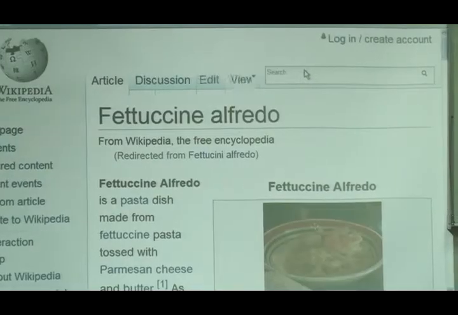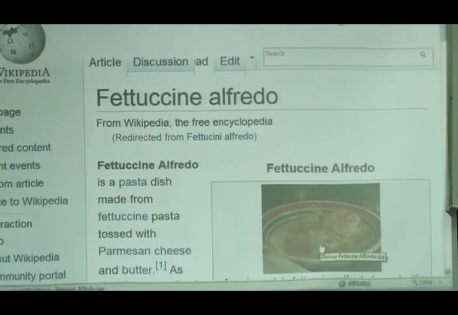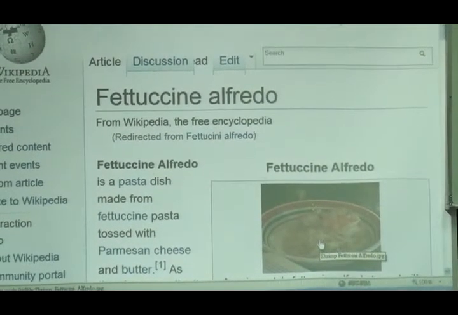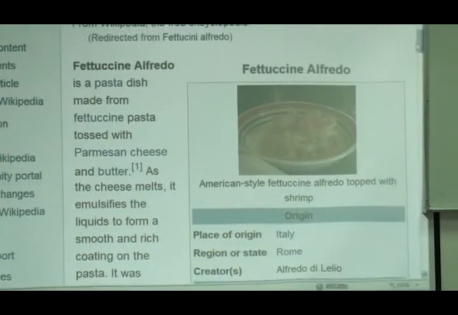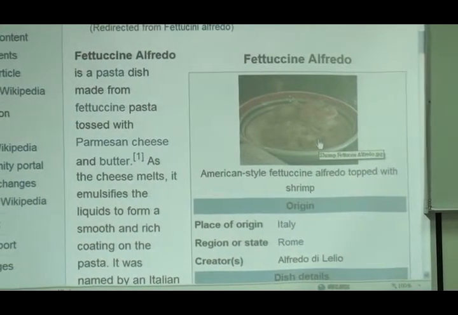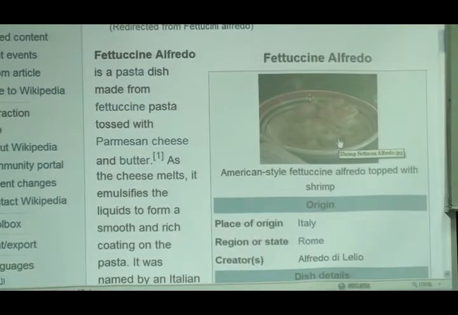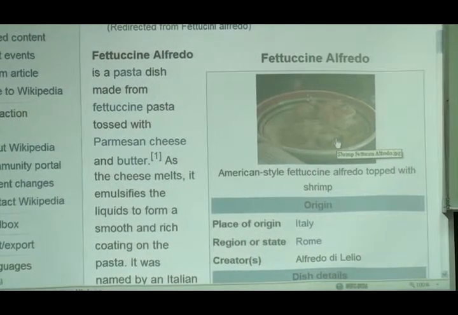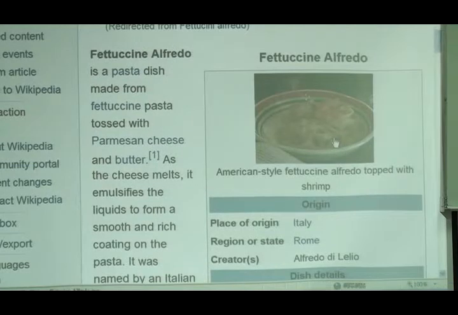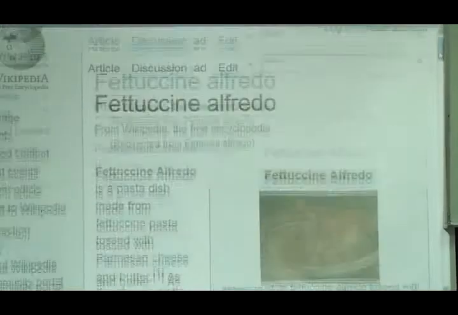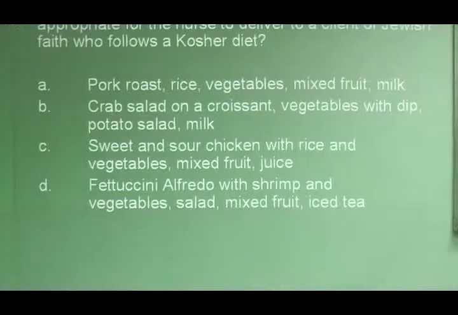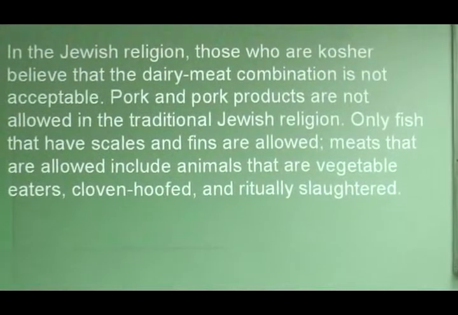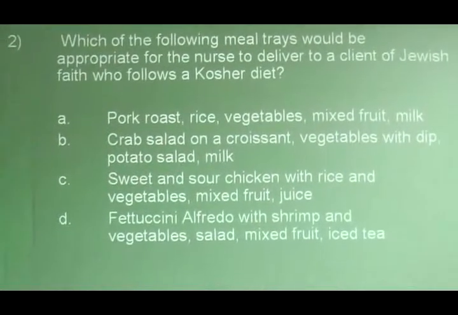Fettuccine is the flat noodle there. You can see this one, flat. When you say Alfredo, it's a kind of cooking of the pasta. It's a white sauce, usually with shrimp. So when you say fettuccine Alfredo, usually with shrimp, they cannot eat this. So the answer here is letter C.